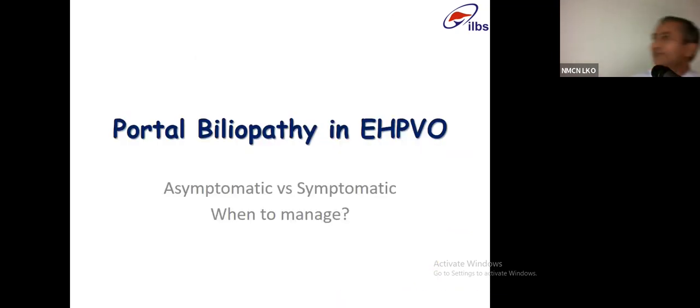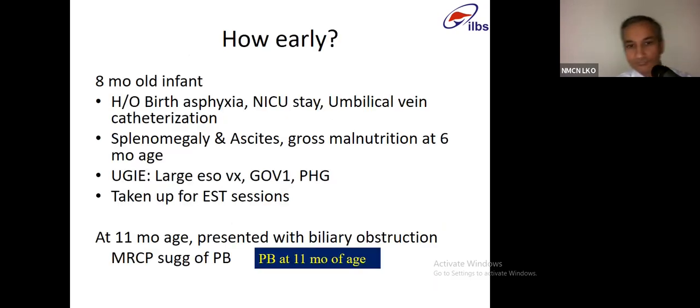So from here on, I will discuss some specific issues related to these conditions. So what about portal biliopathy in EHPVO? This is one of our patients, an 8-month-old infant who was born with birth asphyxia, with NICU stay, umbilical vein catheterization, and splenomegaly. Upper GI endoscopy showed large esophageal varices with a gastric varix.